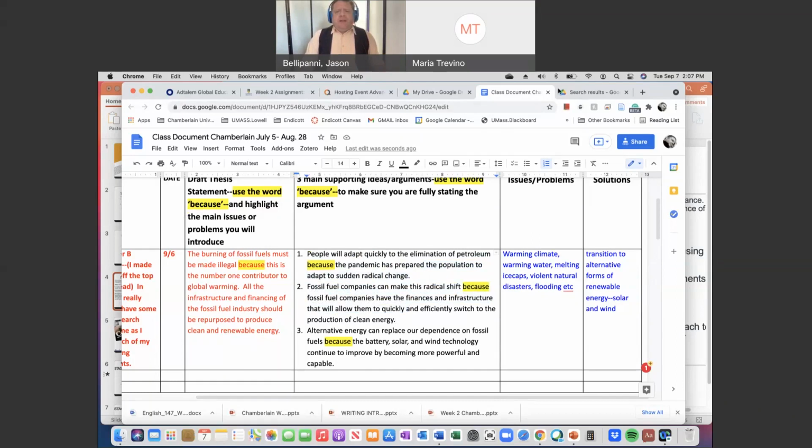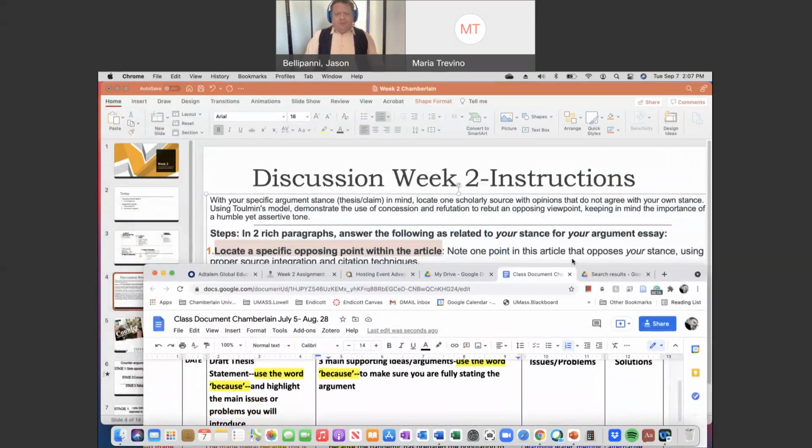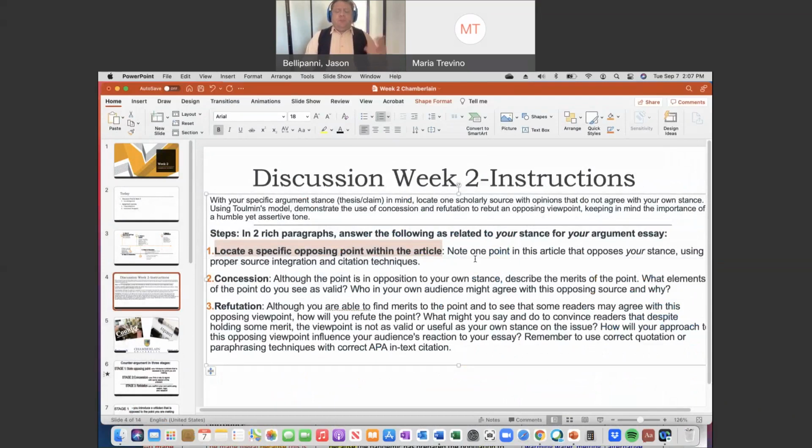So I need to find an opposing view somewhere, essentially, because what we're practicing is the counter argument. So you find it and then you articulate it. So you state it. That's the very first thing you do, is you state it.